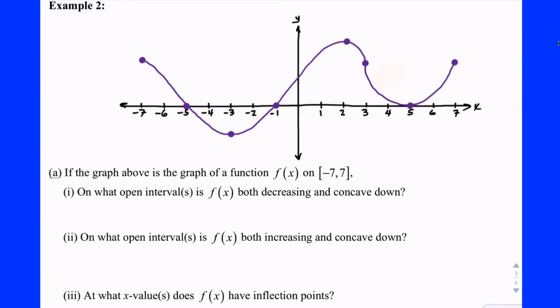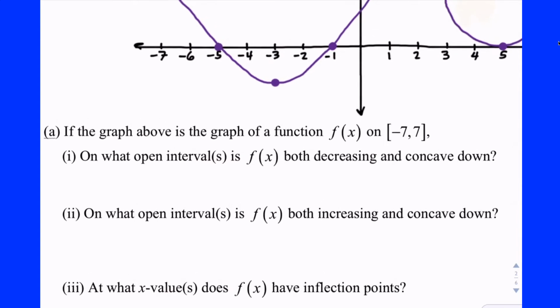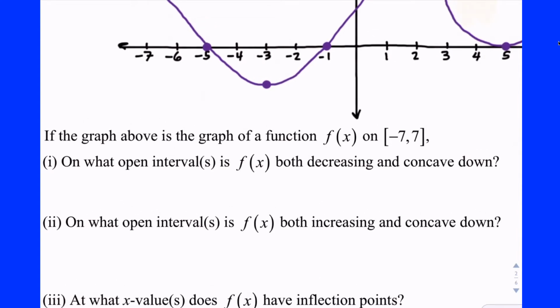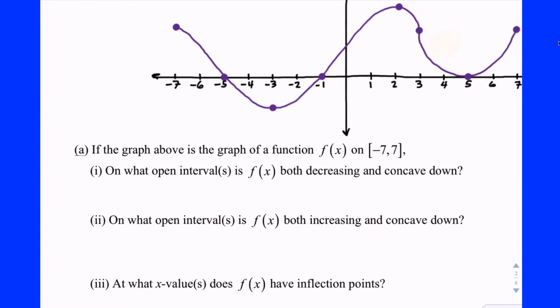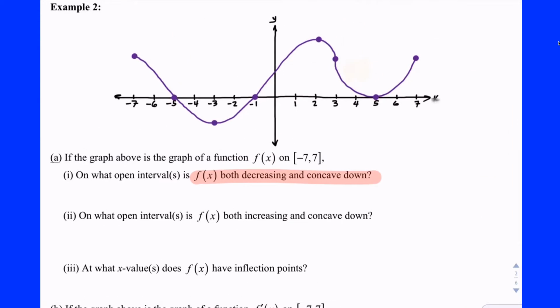Example 2. If the graph above is the graph of a function on a closed interval, that's a big if. That kind of means let the graph above be that function. On what open intervals is f both decreasing and concave down? So you had a question similar to this in the previous worksheet, but it was from an equation, and we're kind of building up towards that.